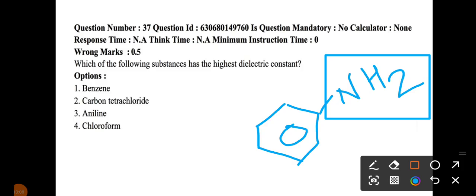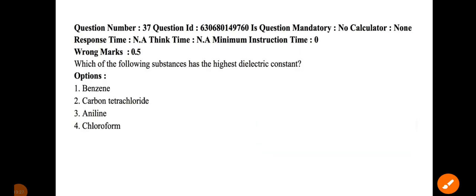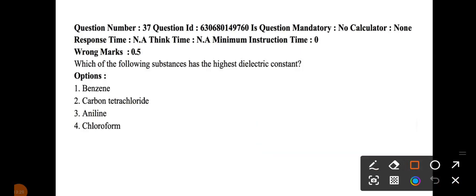Compounds which contain the amine group and acid groups are very highly polar in nature. Simple examples are your amino acids, right? They are very highly polar in nature and have the highest dielectric constant. So what is the option here? What is the answer over here? That is nothing but our aniline, right?